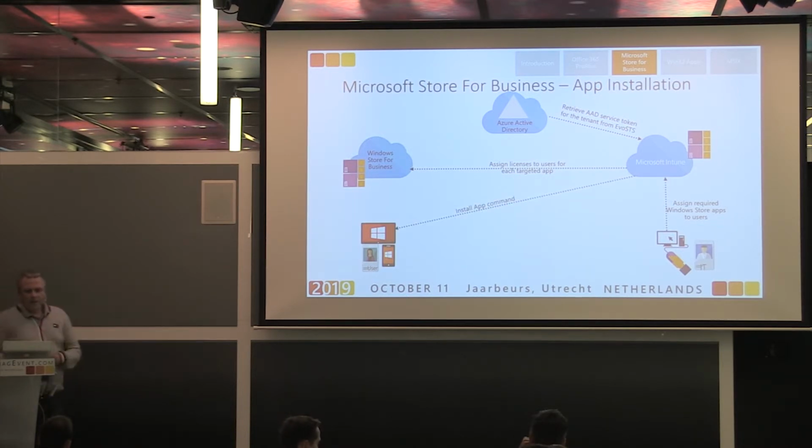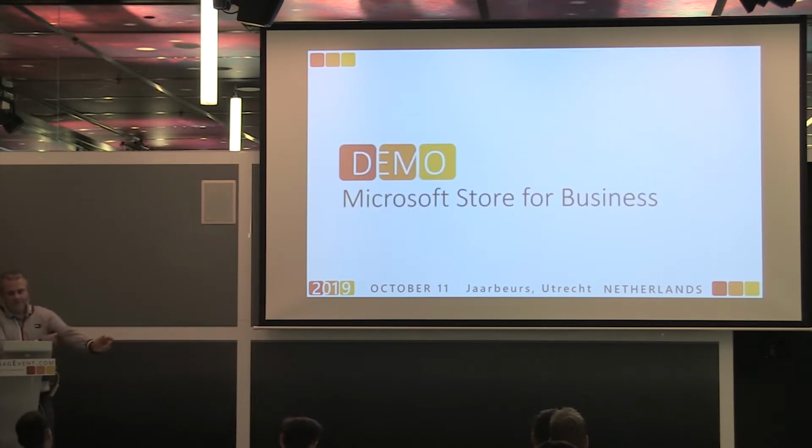And then the app install command will be issued, and the app will be requested from the Windows Store for Business directly. And the app will be installed. And after the installation, the status will be reported back to Intune or your other deployment method. And then we're good to go.